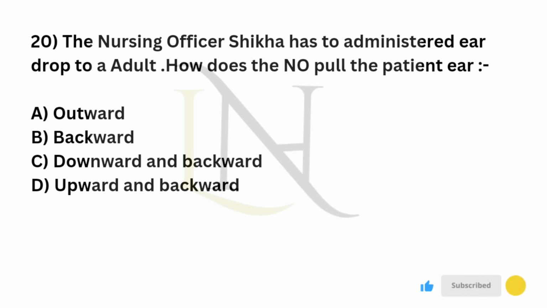Next. The nursing officer has to administer ear drops to an adult. How should the pinna of the patient's ear be pulled? Option A, outward; option B, backward; option C, downward and backward; option D, upward and backward. We will see the correct answer. Option D, upward and backward is used in adults, and downward and backward is used in children below 3 years of age.